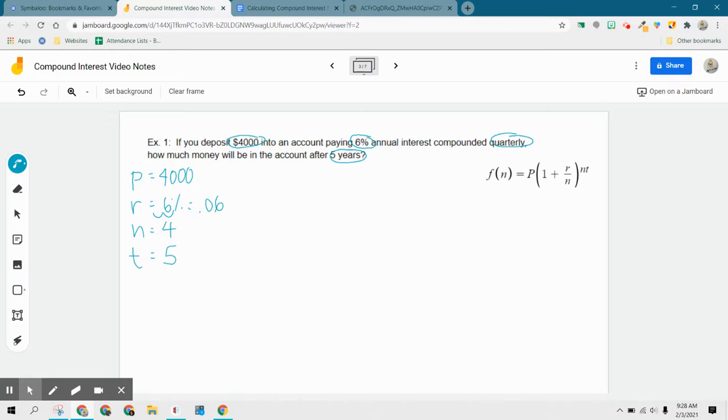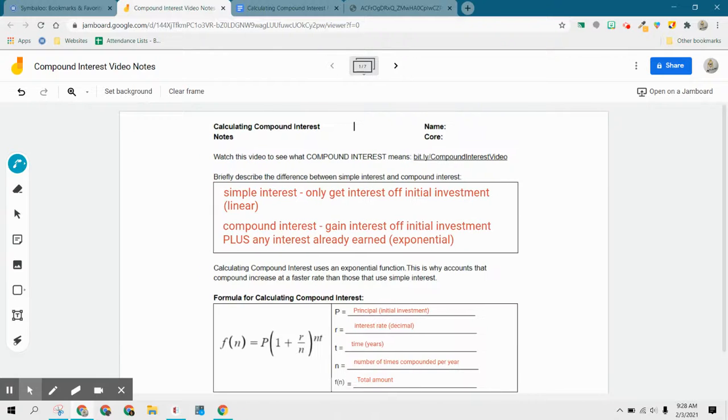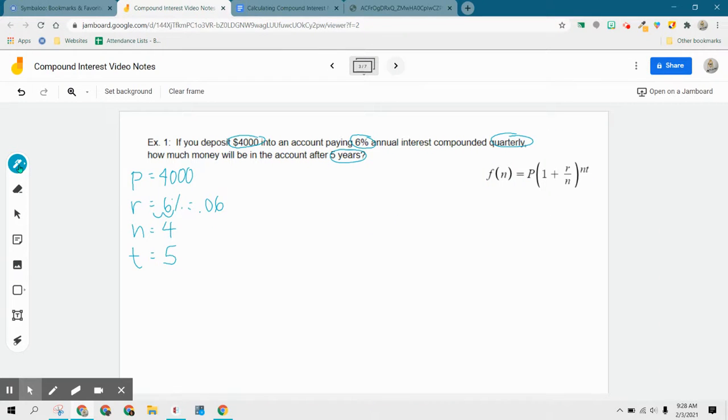That's really important. Make sure I wrote that. Yes, time in years. It does have to be in years here because it has to relate to our compounding. Compounding interest is the number of times per year, so our time has to be in years, if that makes sense. Okay, we're going to take all of these values and we're going to plug them into our formula.